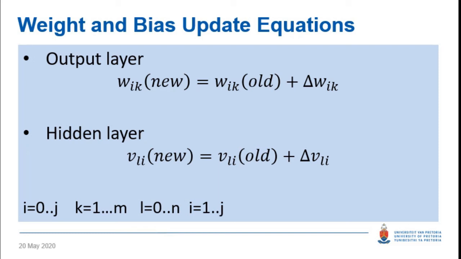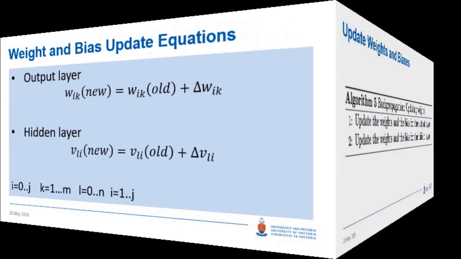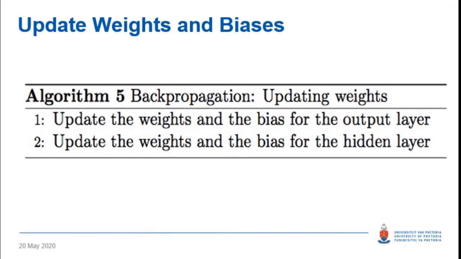And then lastly, in your hidden layer, you've got I going from 1 through to J, depending on whether you're looking at the output layer or the hidden layer when you're actually doing the calculation. So when you're dealing with the weight, it's going to start at 1. When you're dealing with the bias as well, it's going to start at 0. So the last part of the algorithm is to update the weights and bias using these equations. We update the weights and biases for the output layer, and we update the weights and biases for the hidden layer. So that's basically the perceptron learning algorithm.